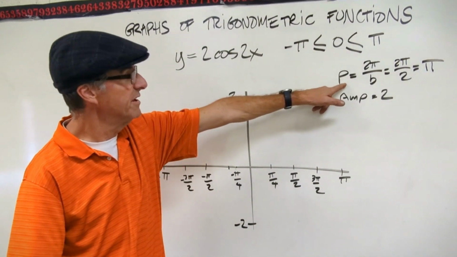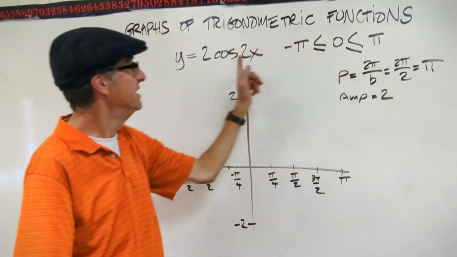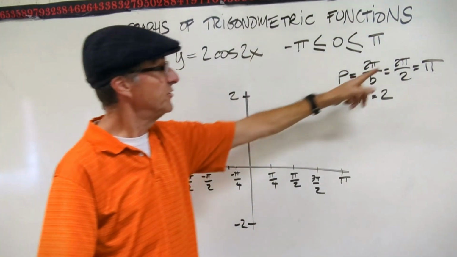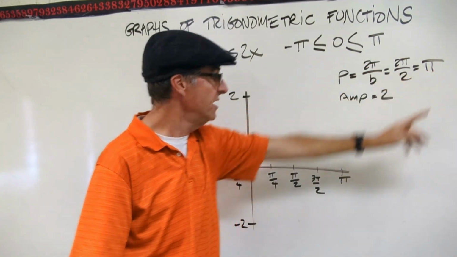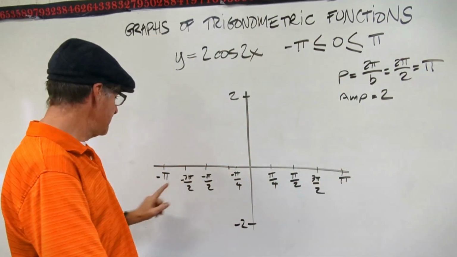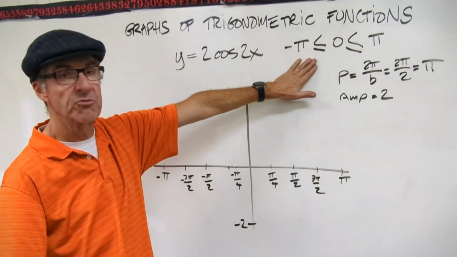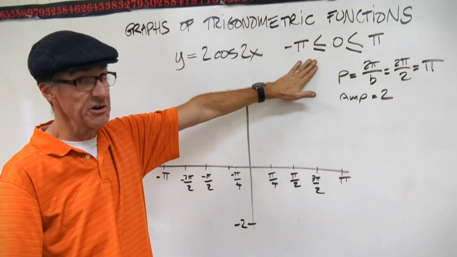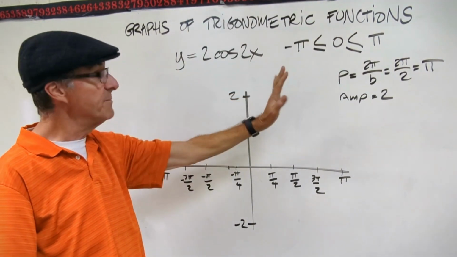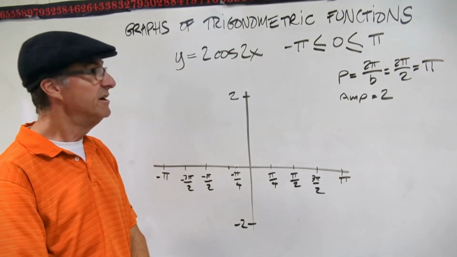I checked out my period. It's 2 pi over b. In this case, b is 2. So it's 2 pi over 2, which is just pi. So I labeled my axes from pi to -pi. And of course, I put the range up that corresponds with the period. Okay, so it won't always be that way, but just for the sake of teaching, I did that.